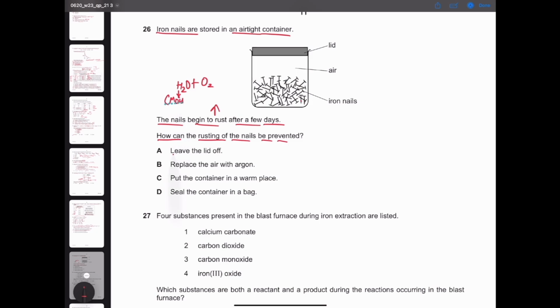Leave the lid off, replace the air with argon. B should be correct because argon is unreactive, but air is reactive. Air will react with the iron nails. Right? So the answer should be B.